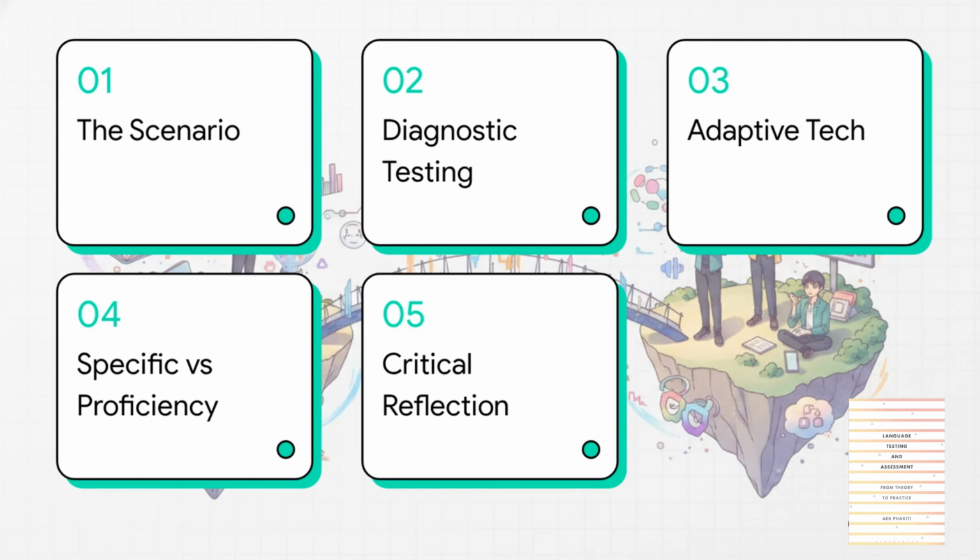So here's our roadmap for today. First, we've got a real-world scenario. Then we'll dive into diagnostic testing with the DELNA. After that, we're looking at adaptive tech through the DET and OPI, contrasting specific versus general proficiency tests, and finally we'll wrap up with a critical reflection. Let's get right into it.